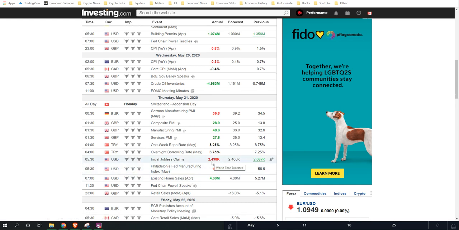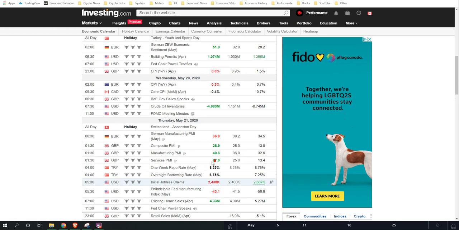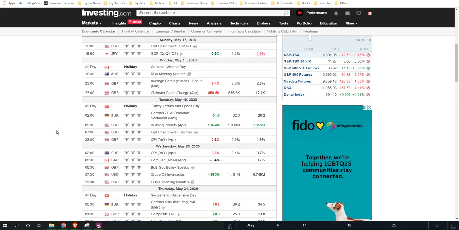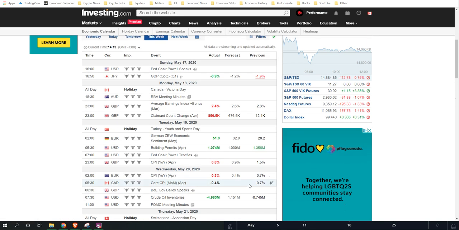Initial jobless claims worse than the forecast, but we're just getting some stagnation within the SPX, the spider, SPY, whatever you want to call it. Within this week, we've seen some CPI numbers come out in Euro and Canada. Worse than previous year, obviously, worse than the forecast for Euro. Other than that, building permits, not a whole lot.